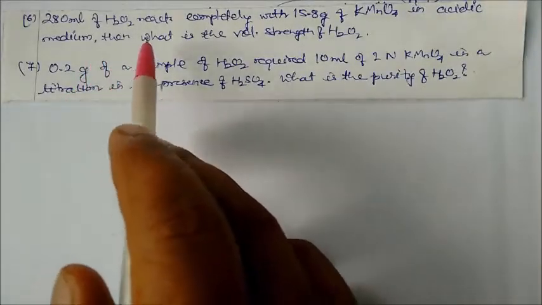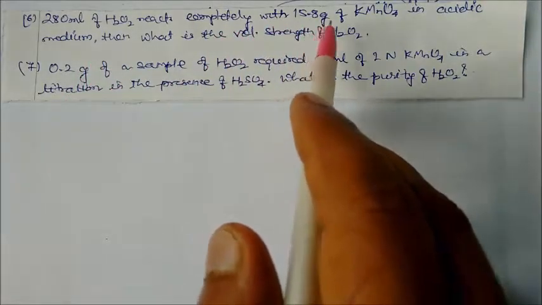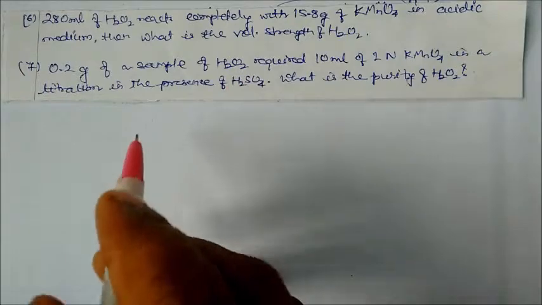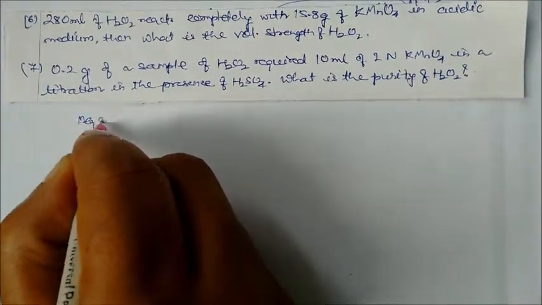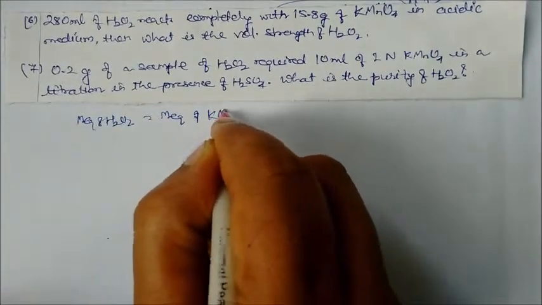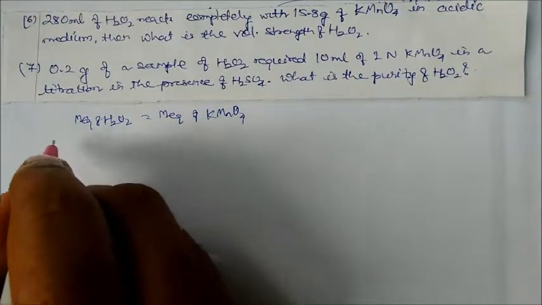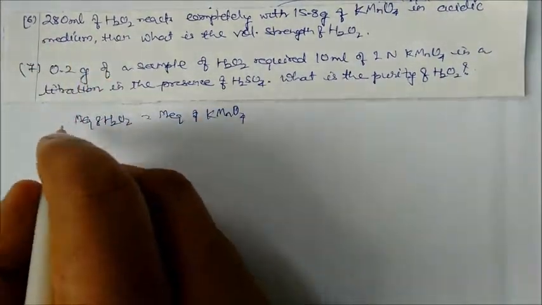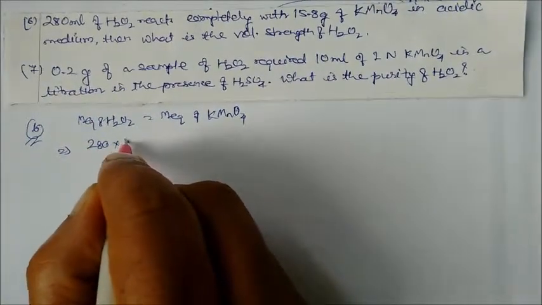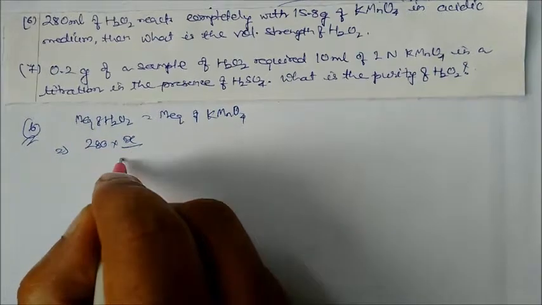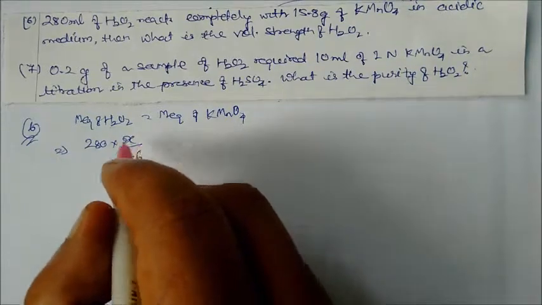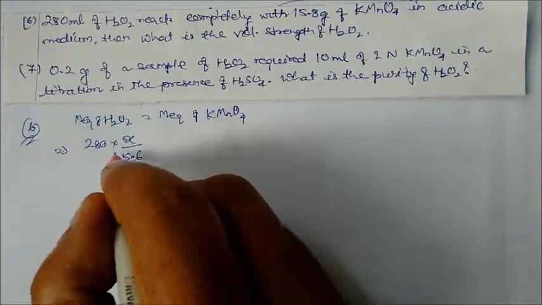80 ml of H2O2 reacts completely with 15.8 gram of KMnO4 in acidic medium. Then what is the volume strength of H2O2? So again I write here milli equivalent of H2O2 is equal to milli equivalent of KMnO4. Okay, so this is given here. So again by using the equations, question number 6, we are solving question number 6. So this is nothing but 280 by, let's take the weight of H2O2 is x gram, and divided by 5.6. So 280 into x by 5.6.